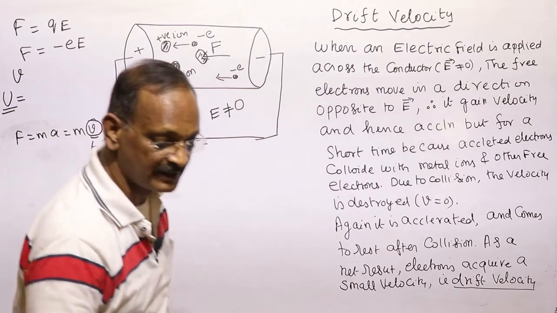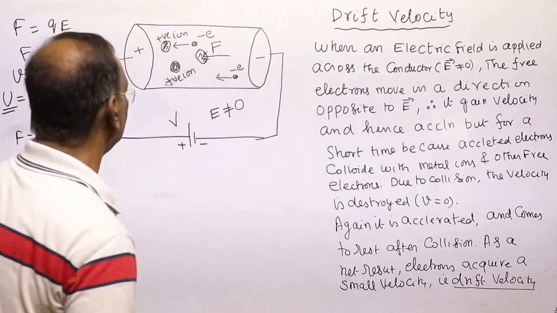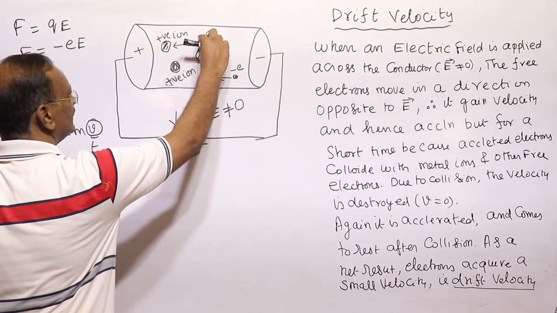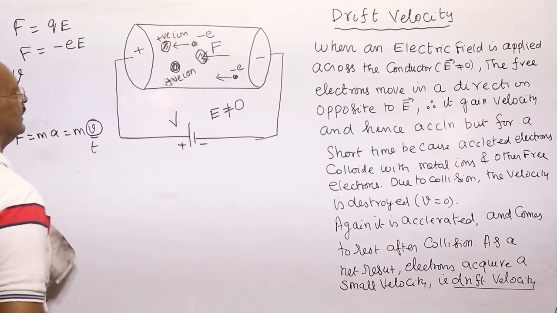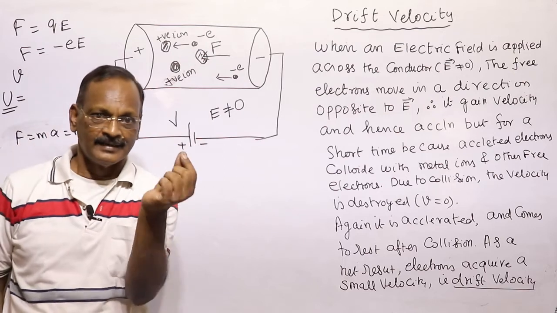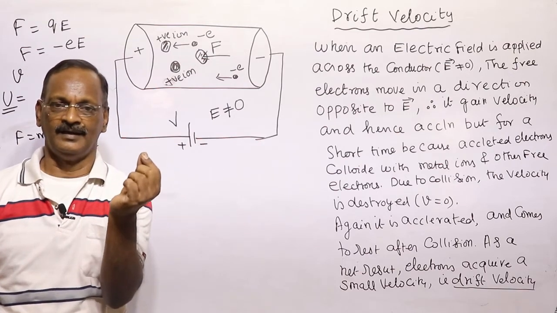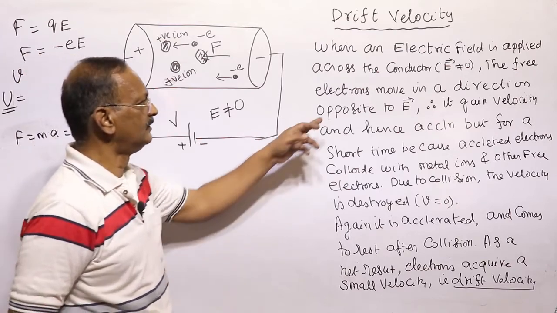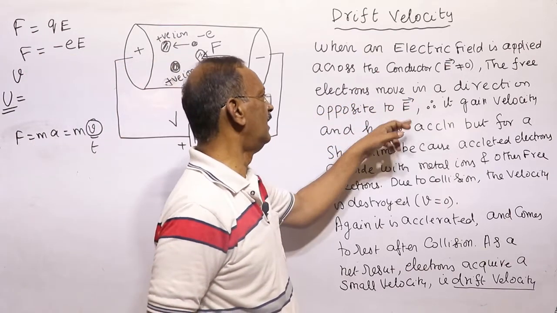What will happen during the collision? It comes with some very small velocity and collides here. It will lose all its acquired velocity. It gets some velocity because of the applied electric field, and it will lose all of it. So the free electrons move in a direction opposite to E.